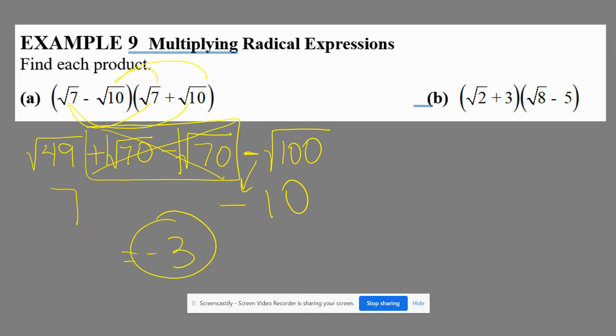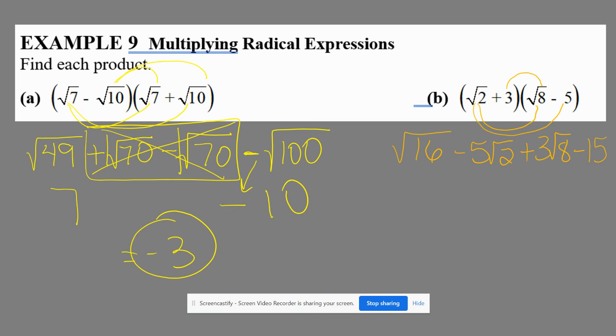Looking at example B. Square root of 2 times the square root of 8. They're both square roots. 2 times 8 is 16. Square root of 2 times -5. Those are not like things, so we just make them sit next to each other. And remember, we always write that square root last. On the inside, I have 3 times the square root of 8. Again, the 3 is not a radical, so we just make them sit next to each other. And then 3 times -5 is -15.